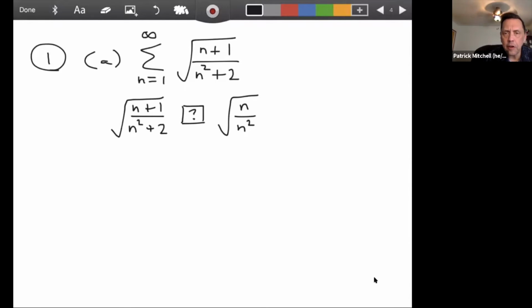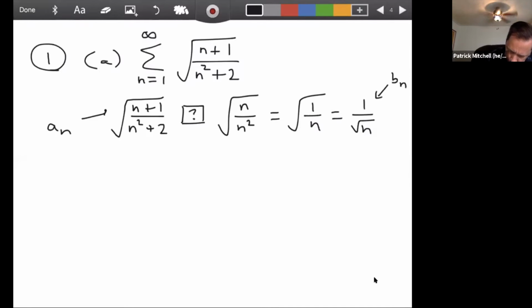for your second series, use the series that you were trying to compare it with. So that would be the square root of n over n squared, which is the square root of 1 over n, which is 1 over the square root of n. All right, so this will be my a sub n. This will be my b sub n. So let's look at the limit as n increases without bound of a sub n over b sub n.